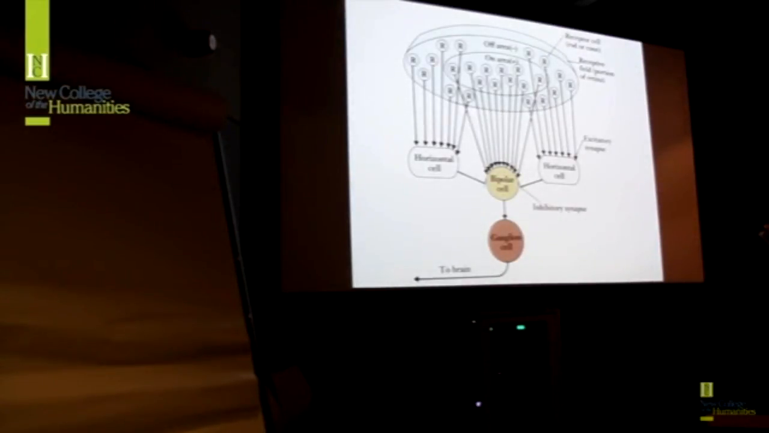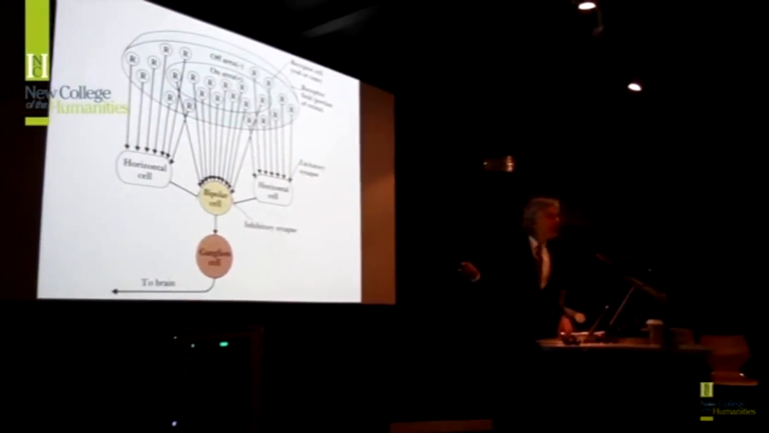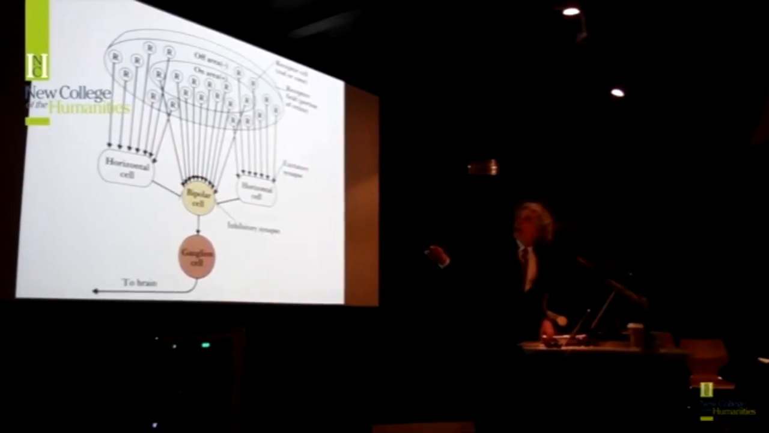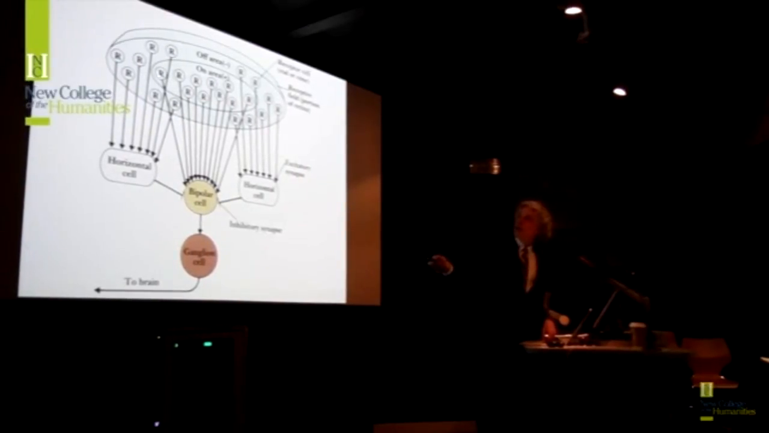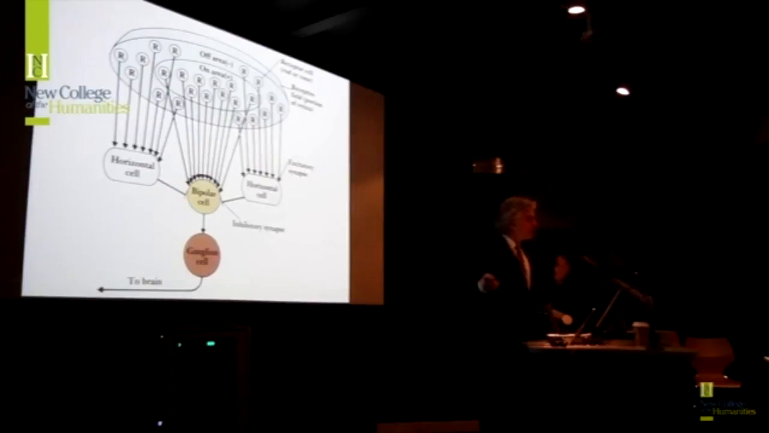Here is a patch of your retina. These Rs are receptors, that is rods and cones. Let's assume they're cones. Here we've got an intermediate level of tissue in your retina. Here's your ganglion cell, which carries a signal to the brain. And here's how lateral inhibition works. The artist here has drawn an oval around a bullseye of cones. Now that doesn't actually exist in the retina. Just the artist, for our convenience, has drawn an oval around them.